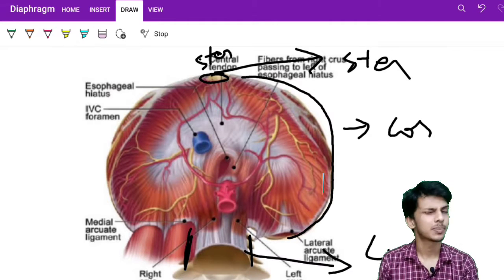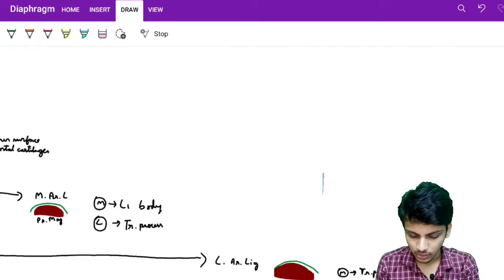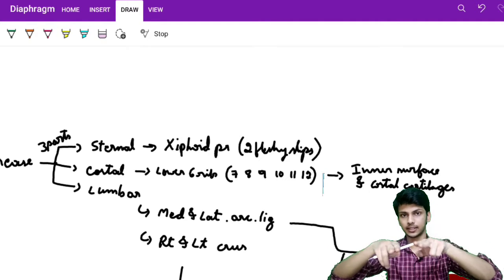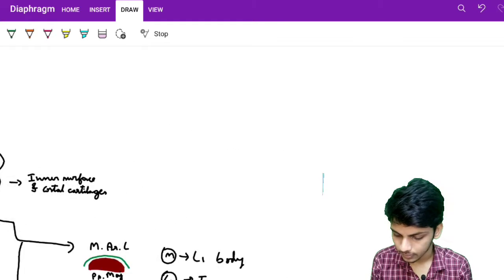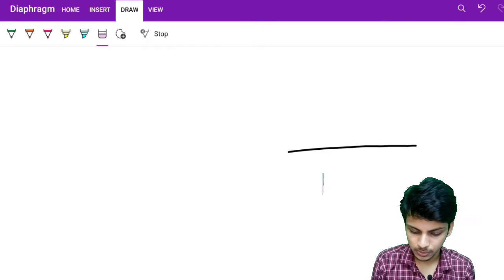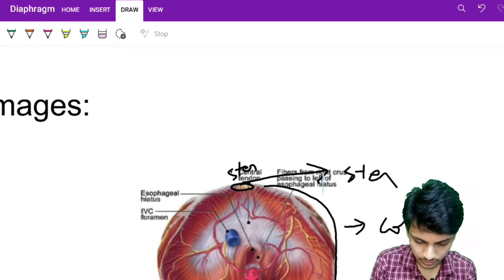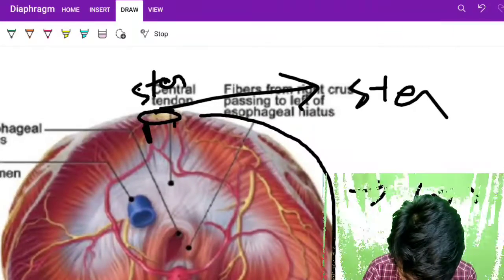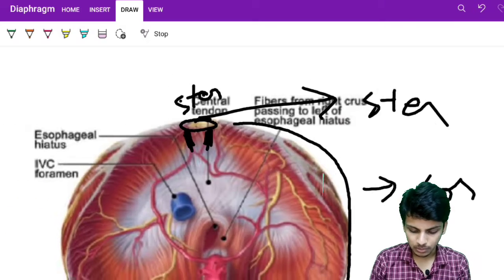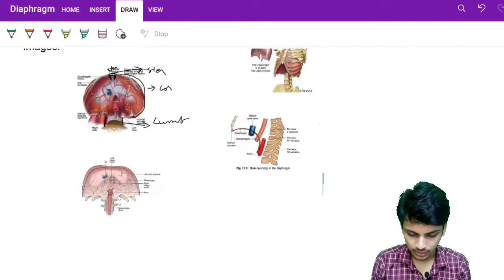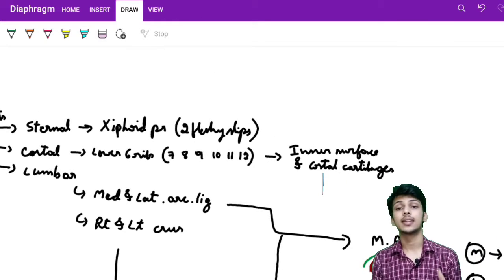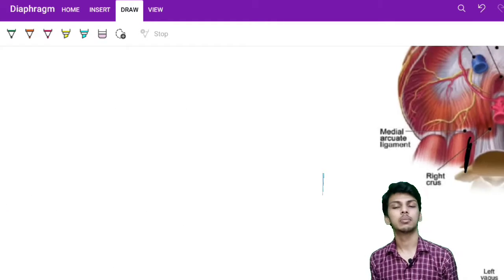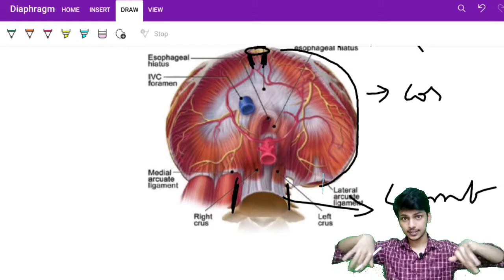So what specifically takes origin? The origin of the diaphragm from the sternal part is from the xiphoid process. It takes origin as two fleshy slips like this. From the xiphoid process, the diaphragm takes origin in the form of two fleshy slips. And from the costal part, the diaphragm takes origin from the lower 6 ribs and their corresponding costal cartilages. We know that, right? The ribs attach to the sternum with the help of costal cartilage. It takes origin from those cartilages and the corresponding ribs.